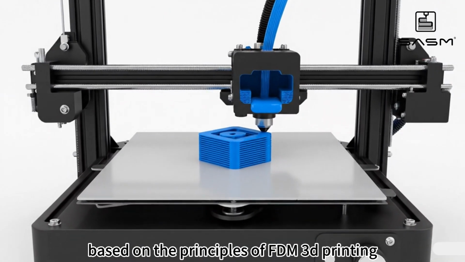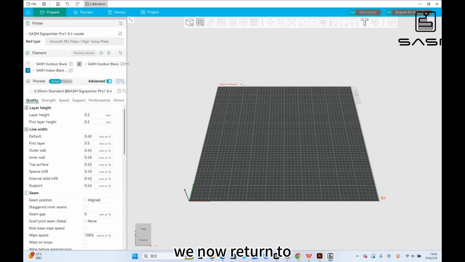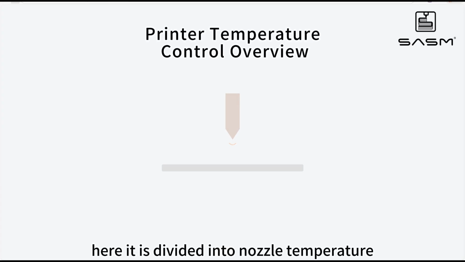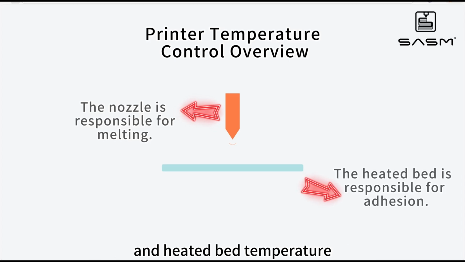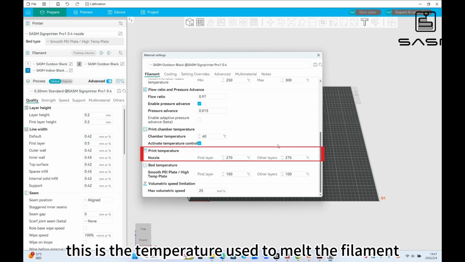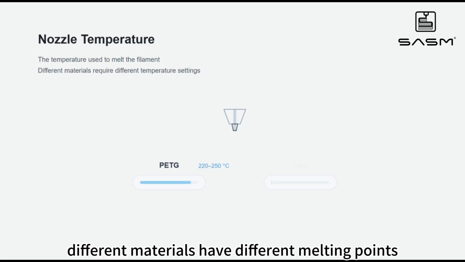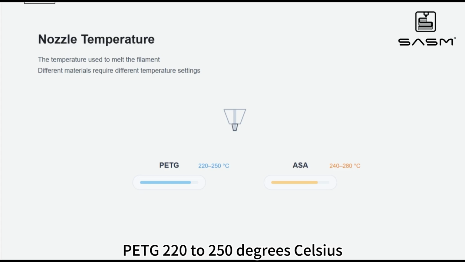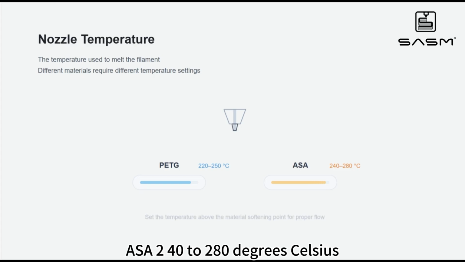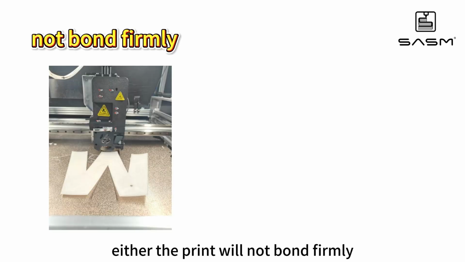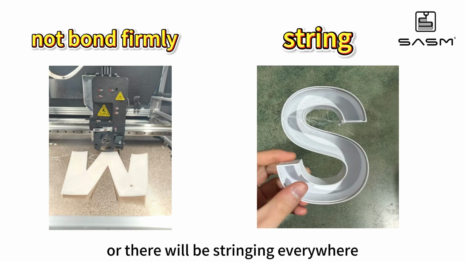Based on the principles of FDM 3D printing, we now return to the basic parameters of print settings. Printing temperature. Here it is divided into nozzle temperature and heated bed temperature. Nozzle temperature. This is the temperature used to melt the filament. Different materials have different melting points and must be set accordingly. For example, PETG 220 to 250 degrees Celsius, ASA 240 to 280 degrees Celsius. If the temperature is incorrect, either the print will not bond firmly, or there will be stringing everywhere.